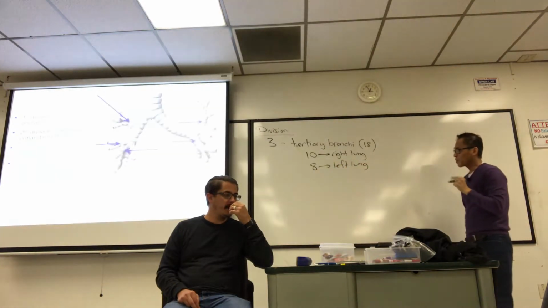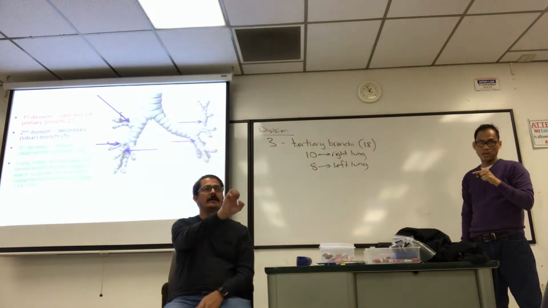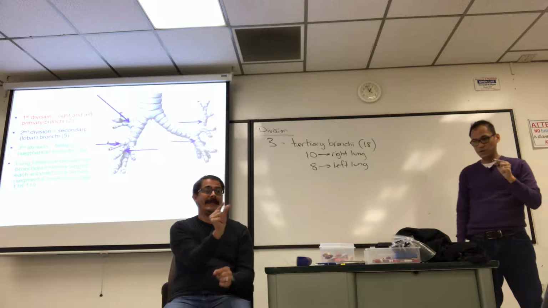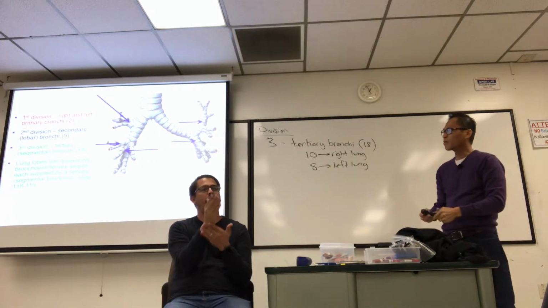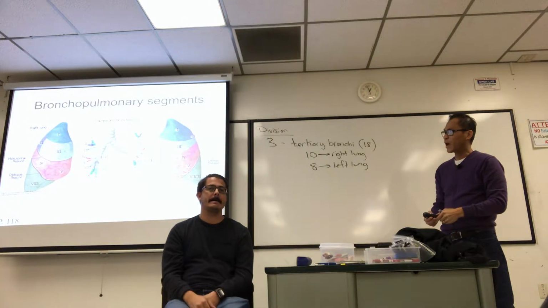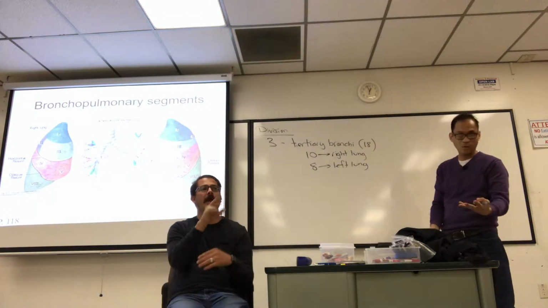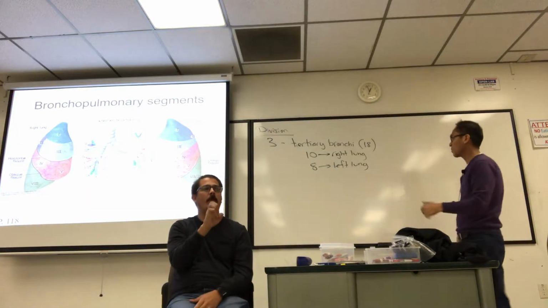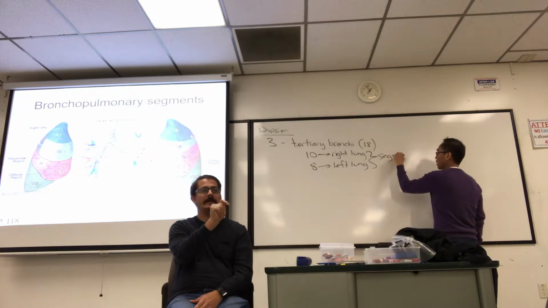You can also refer to these 18 as segmental bronchi because they're delivering fresh air to a segment of a lobe. And the next slide, I got them color-coded here. So you can see how the airway is delivering to a segment of a lobe. We call them bronchopulmonary segments, so also known as segmental bronchi.